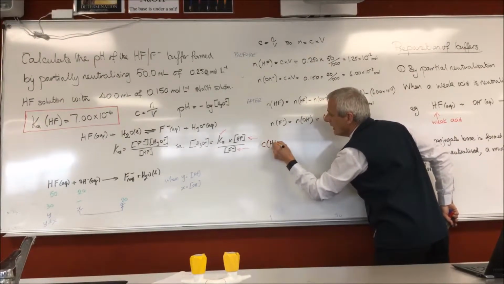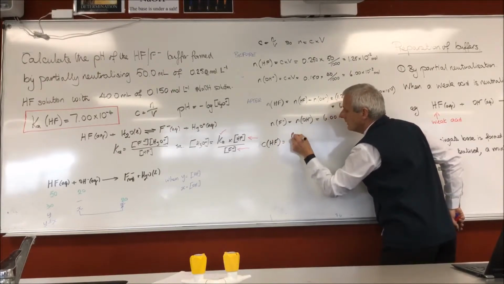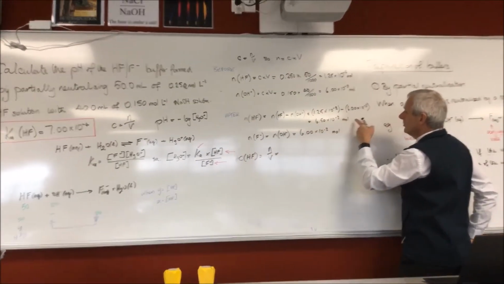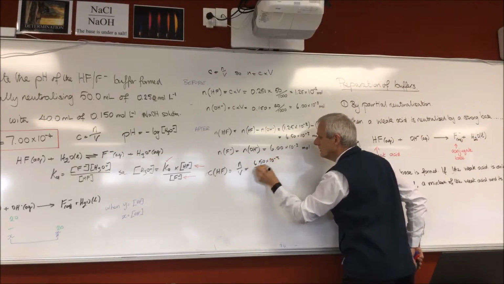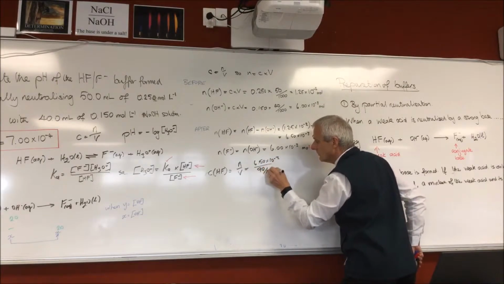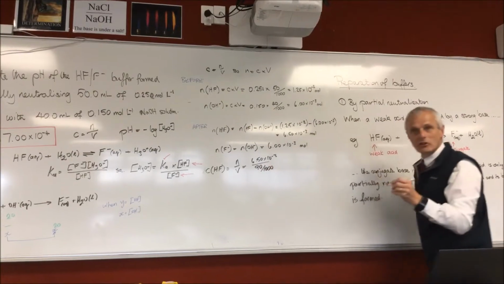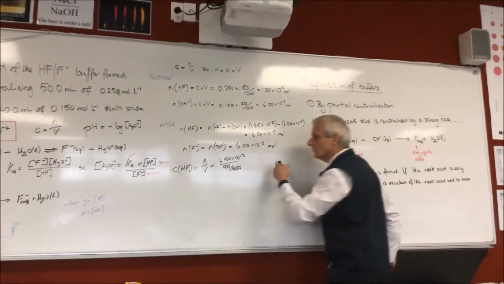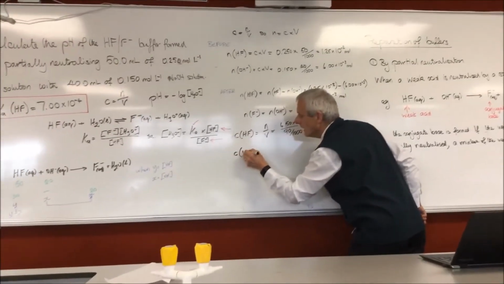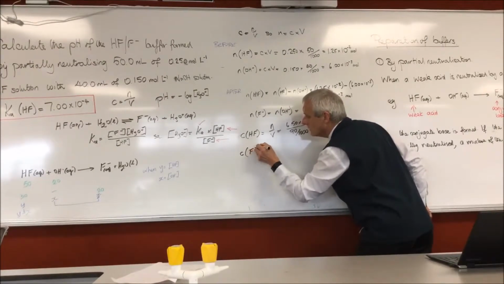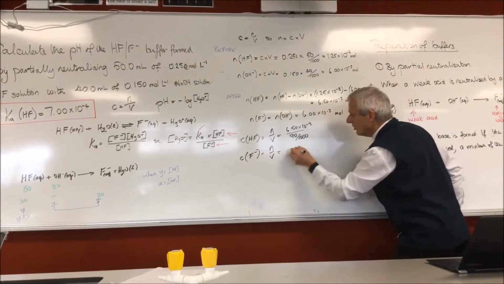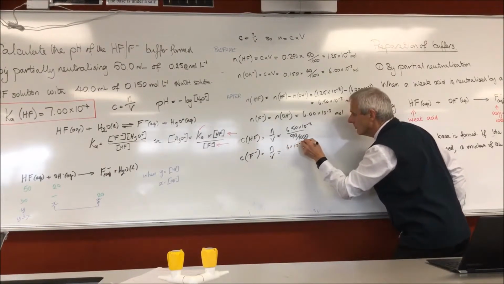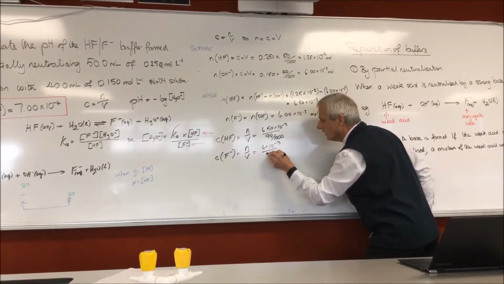Right, so C of HF equals n over V, which is 6.5 times 10 to the minus 3 divided by 90 over 1,000. Don't forget the 1,000. Okay, if somebody can calculate that for me, and then we've got C of F minus is equal to n over V, again, which is 6 times 10 to the minus 3 divided by 90 over 1,000.